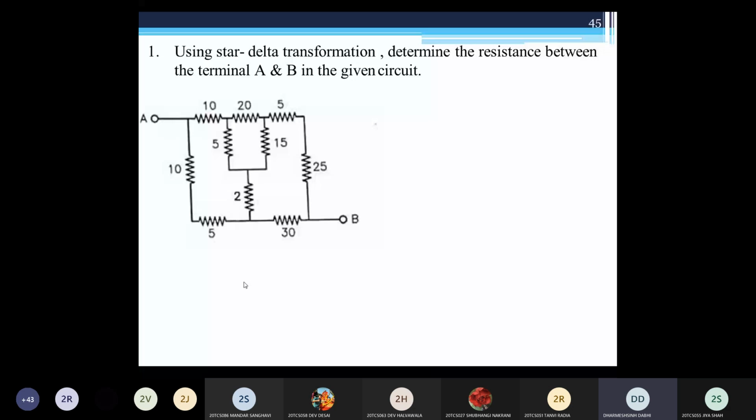So have you seen any delta connection or star connection in this? Sir, between the 10 ohm, 5 ohm, and 20 ohm resistor, is it a star connection, sir? No, no, no. Which resistances do you mean there? Sir, the 10 ohm, 5 ohm, 15 ohm, and 2 ohm.